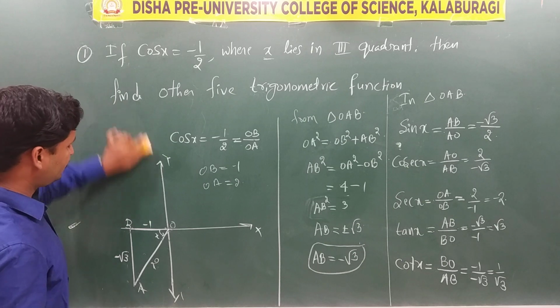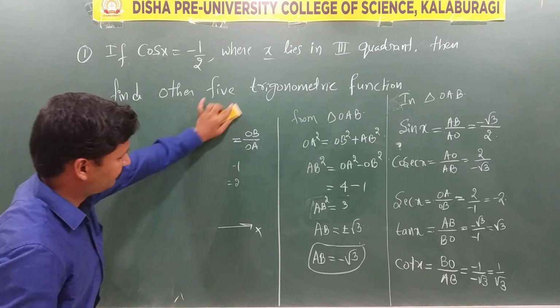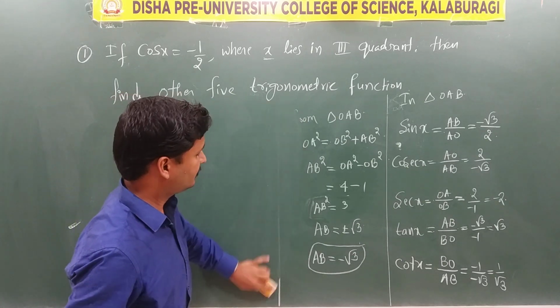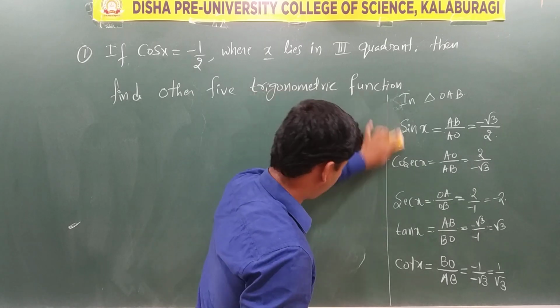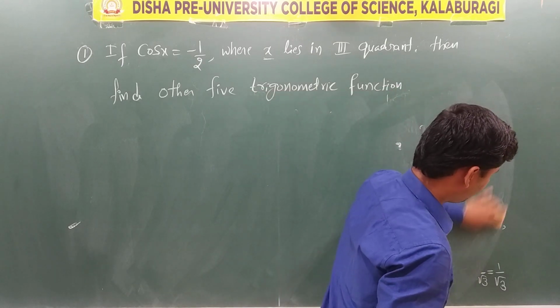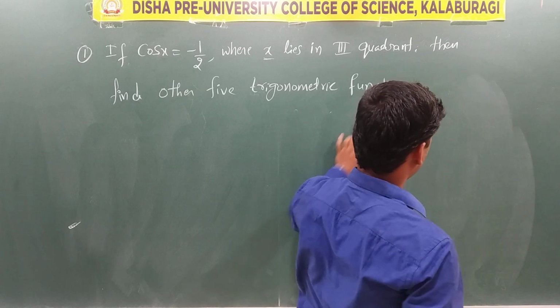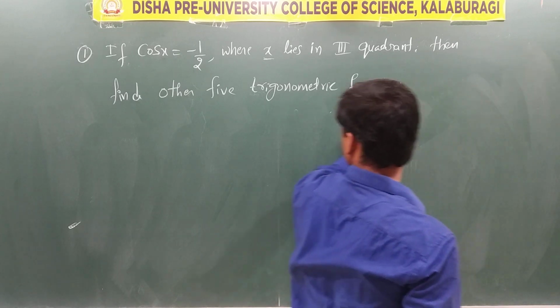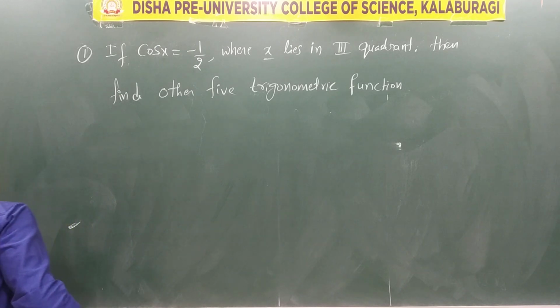And the second method is by using the identity, that is sin square x plus cos square x is equal to 1. We know sin square x plus cos square x is equal to 1. Using that formula or identity, let us see.